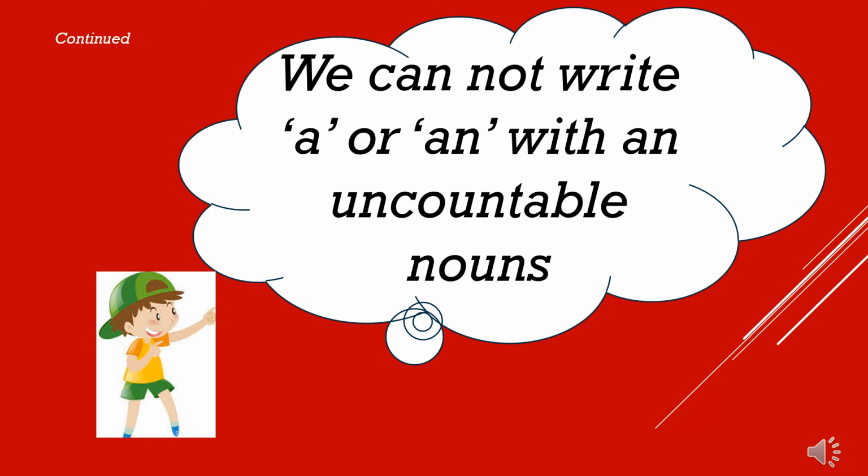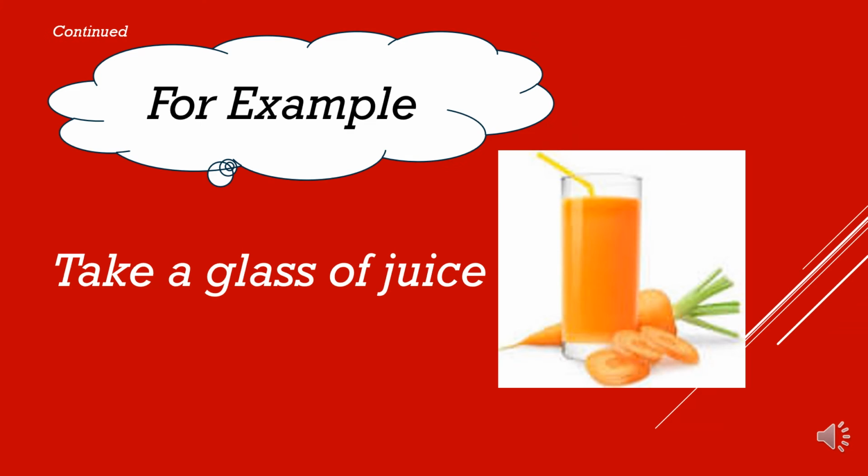Next, students, we cannot write a or an with uncountable nouns. For example, we cannot say a juice, a sugar, a water, a honesty. These things are uncountable. Students, I hope you have understood about uncountable nouns.